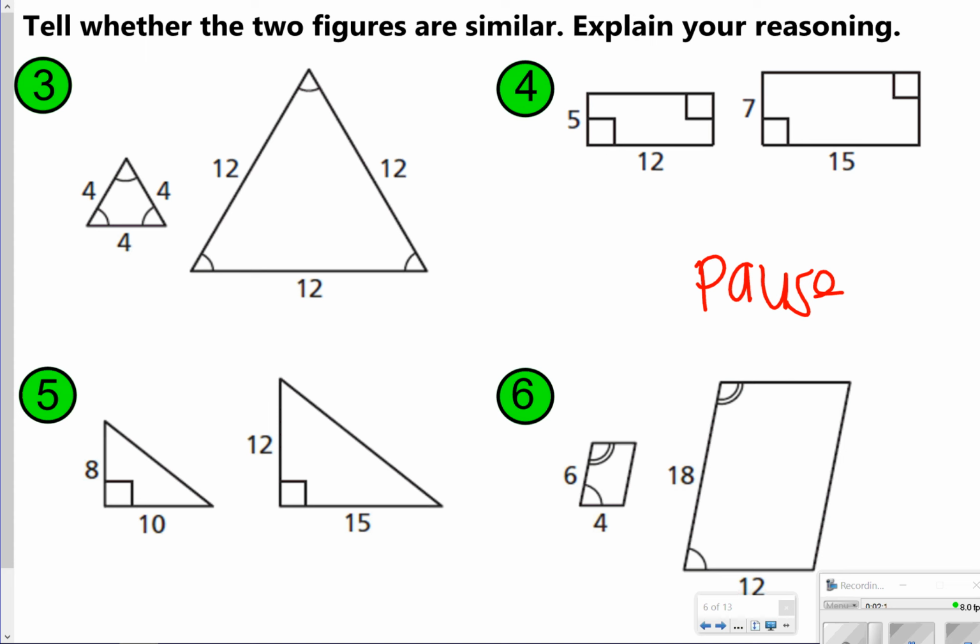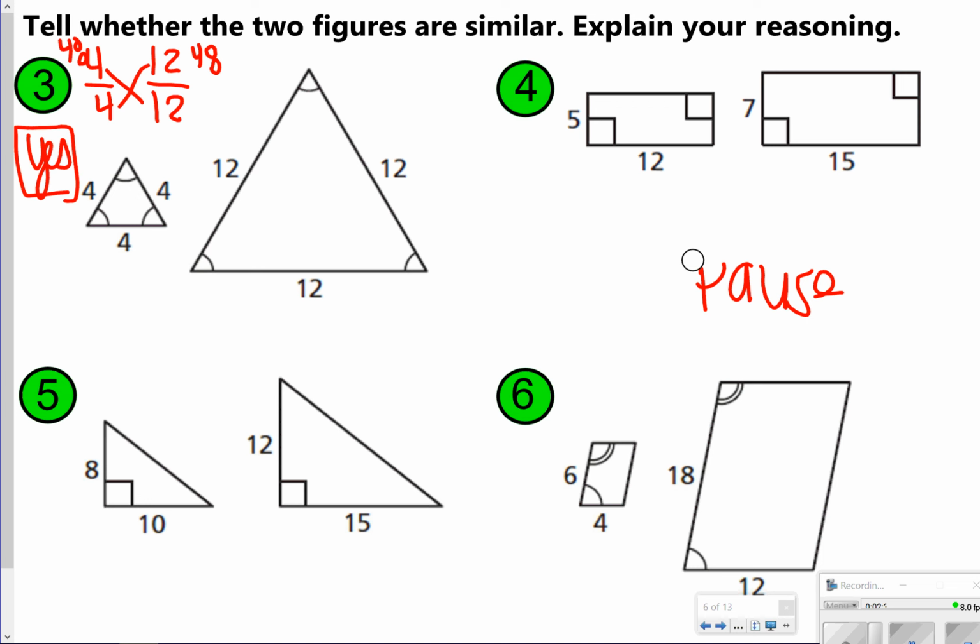Alright, so number 3 should have been easy to see. They are similar. If you set up your proportion, 12 over 12, 4 over 4, and cross multiply, you both get 48 on either side. So we would say yes, they are similar.